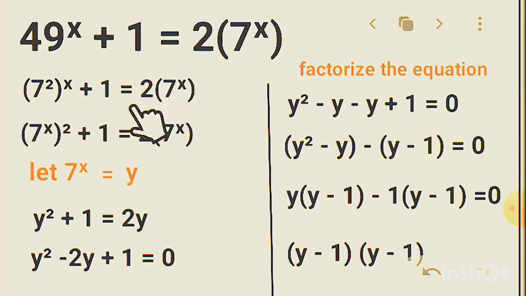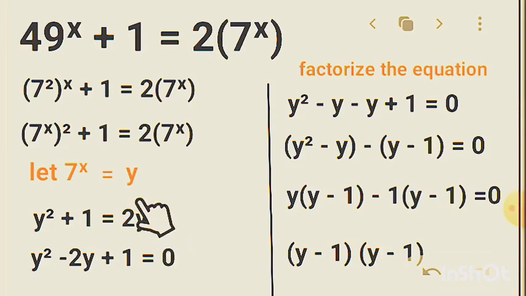Now we just interchange the indices, so that 2 comes outside and x comes inside. So we have 7 raised to the power x, and we have 2 outside, plus 1 equal to 2 into 7 raised to the power x. Now we say let 7 raised to the power x be equal to y. Anywhere we see 7 raised to the power x, we put y. So we have y squared, because there is a square here, plus 1 is equal to 2y.